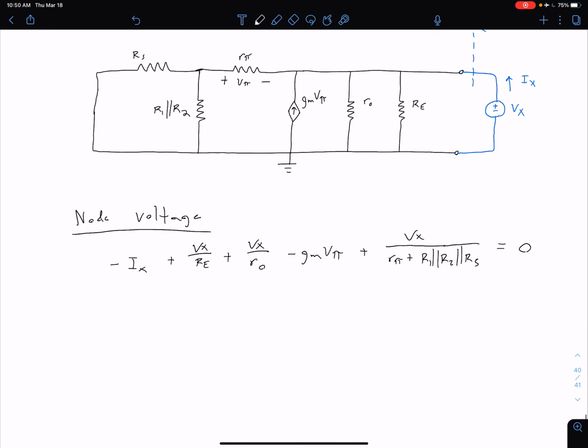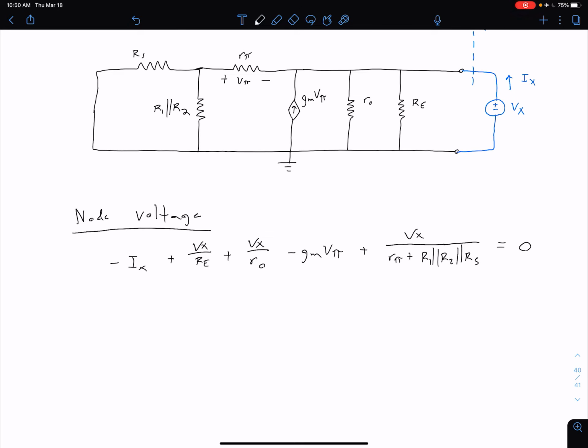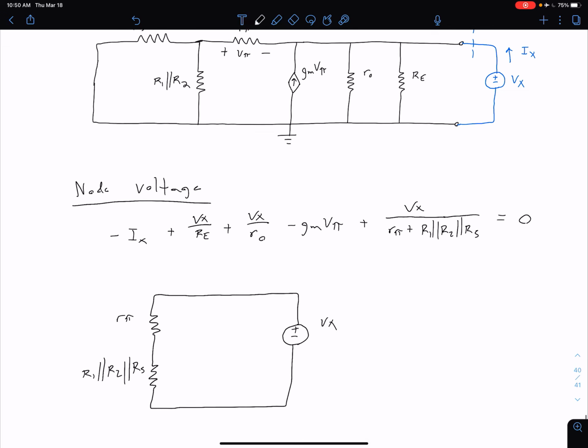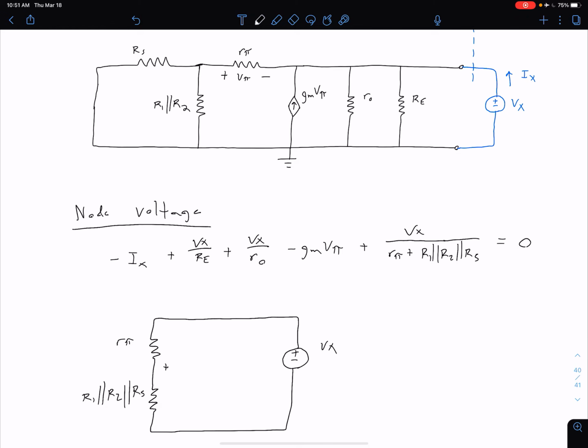I'm going to redraw the circuit so it's a little bit easier to see. So we have a Vx voltage here. We have our R pi resistor, which I'm going to draw like this. And then we have this combination of RS, R1, and R2. So this is our Vx voltage, this is R1 parallel R2 parallel RS, and this is our R pi. Notice our V pi is positive at this terminal and negative at this terminal. So we have something that looks like this.